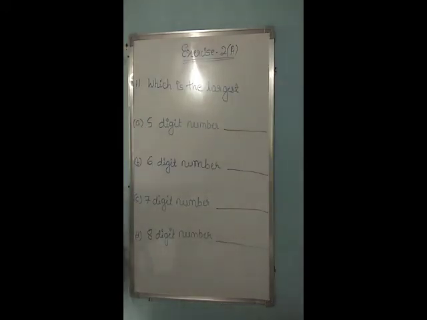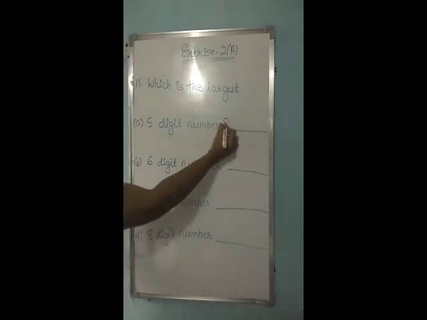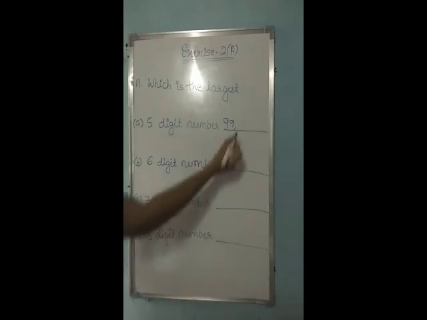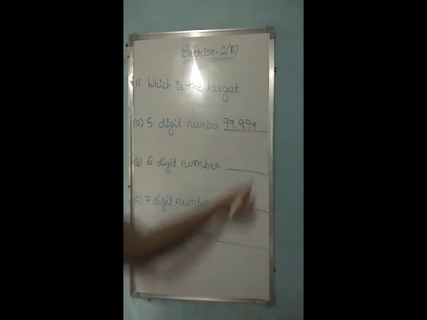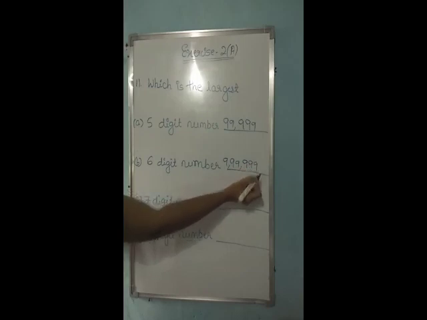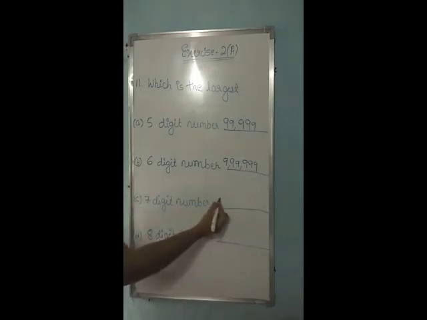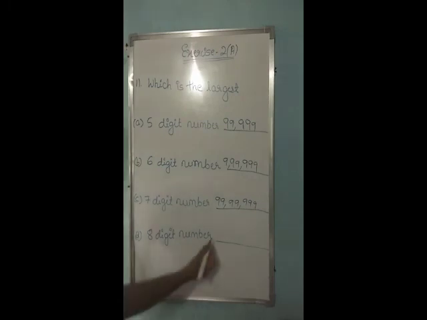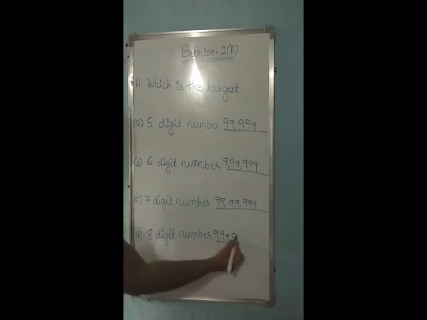11th one, which is the largest 5-digit number? The largest 5-digit number is 99,999. The largest 6-digit number is 9,99,999. The largest 7-digit number is 99,99,999. The largest 8-digit number is 9 crore 99 lakh 99,999.